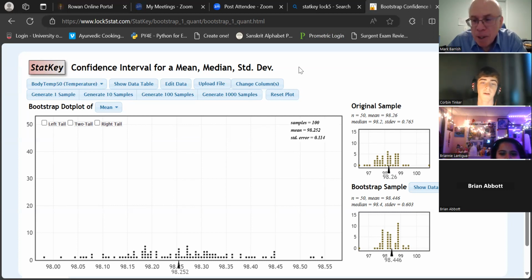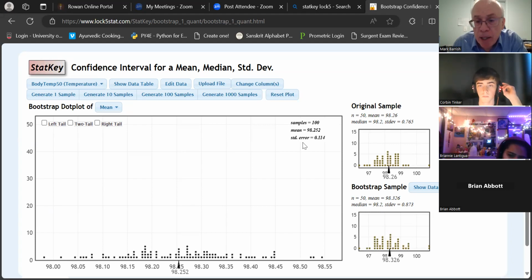Oh wait, no, I misread. Samples equals 100. It's 50. Yeah, so it's very easy to get confused. So the sample size is 50 for each of the 100 samples. So when it says samples is equal to 100, it's not the sample size, it's the number of bootstrap samples that appear here.